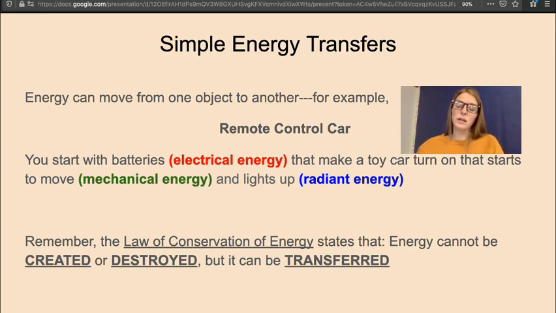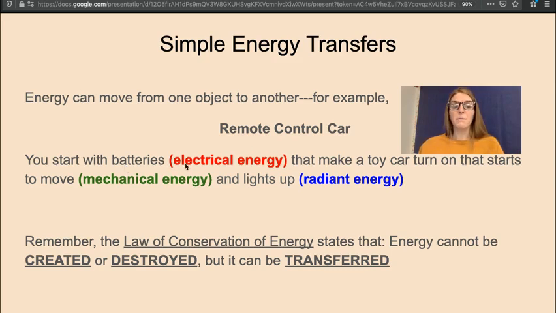And that's just when, again, energy is going to be moving from one object to another. So the first example here is a remote control car. If I have a remote control car, I have to have batteries in it. And so it's starting with electrical energy because batteries are using electrical energy.